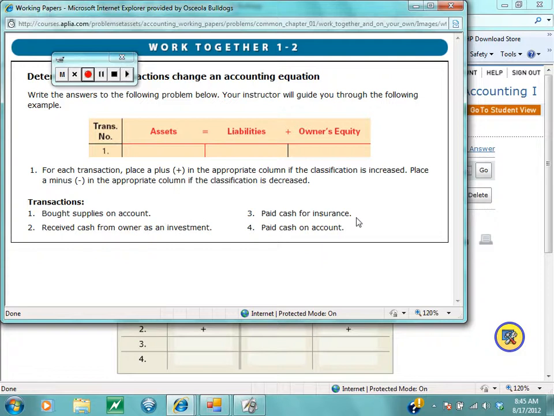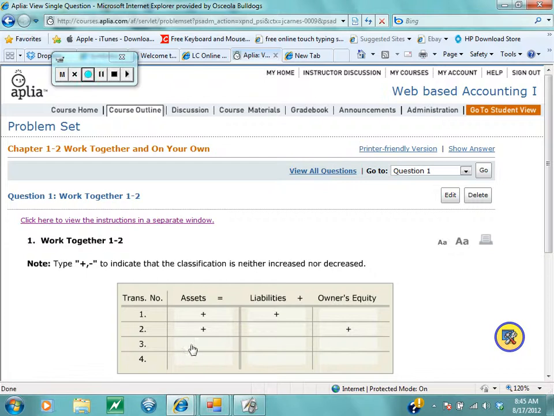So let's go ahead, paid cash for insurance. Insurance is an asset, but so is cash. So to make the accounting equation hold true, one must be increased and one must be decreased by the same exact amount.